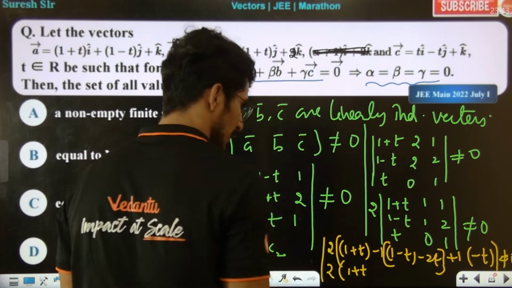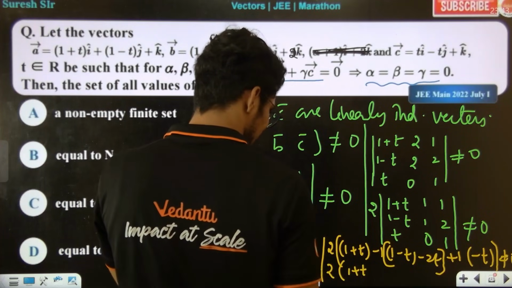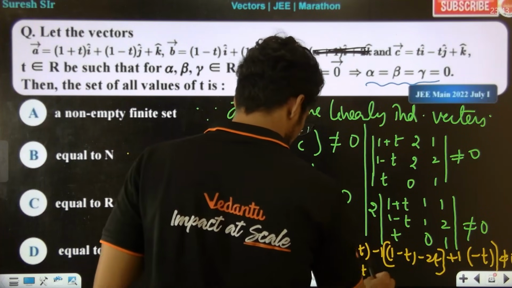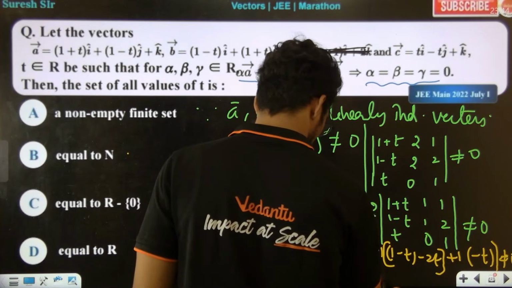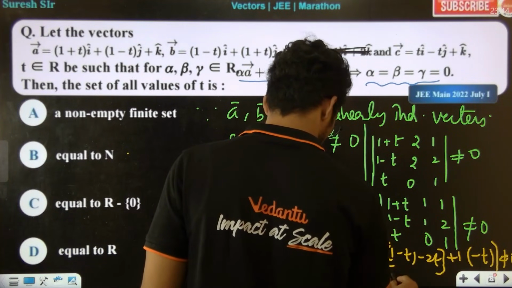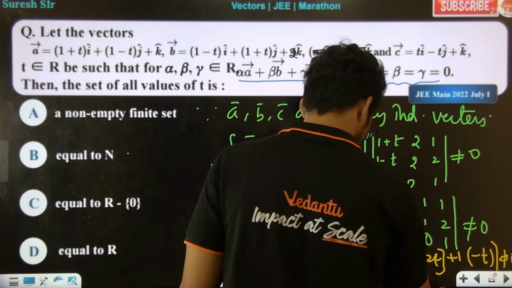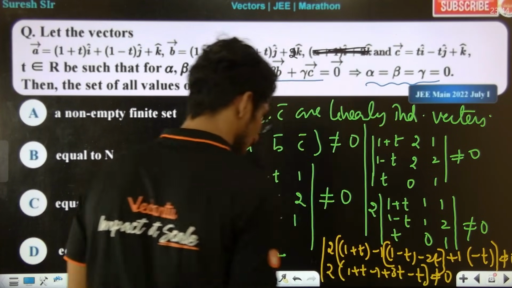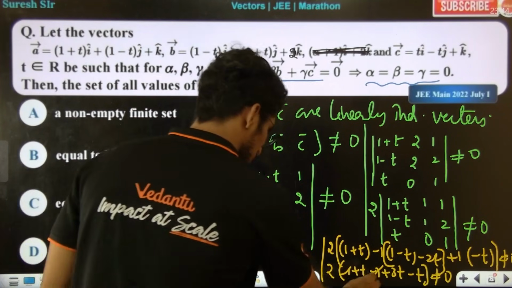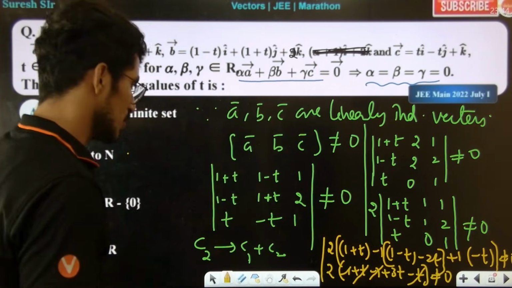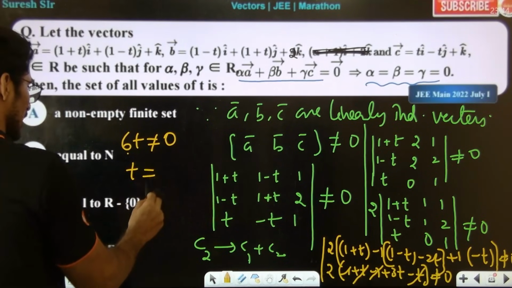So you tell me here. So minus 3t plus 1. Minus 3t plus 1. So minus 1 plus 3t minus t is not equal to 0. Yes or no? Plus 1 minus 1 cancel, plus t minus t cancel. So 6t is not equal to 0. Ultimately I got 6t is not equal to 0. So t should not be equal to 0.